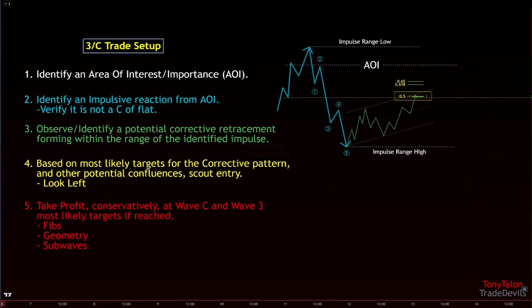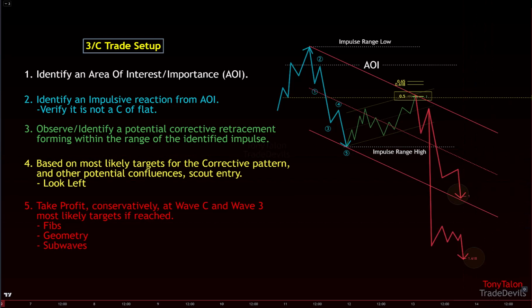There are some conservative take profits just based off of this setup here. One of them is going to be this area right here where we get the initial break. Zigzags, again, rarely truncate, so a move past this level, I don't want to say is guaranteed, but is likely.